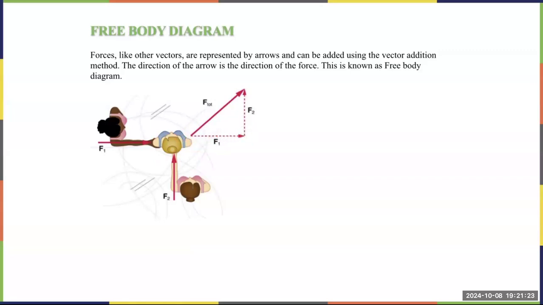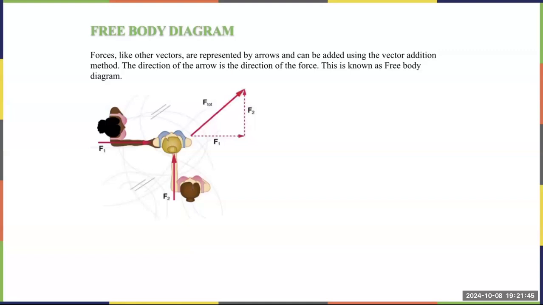First vector, this vector and this vector, they are same, and this vector and this vector, they are same. That means the second vector starts from the final position of the first vector. So it goes here. That means your resultant force will be starting from the initial point of the first vector, ending at the final point of the second vector. So this is my resultant force.